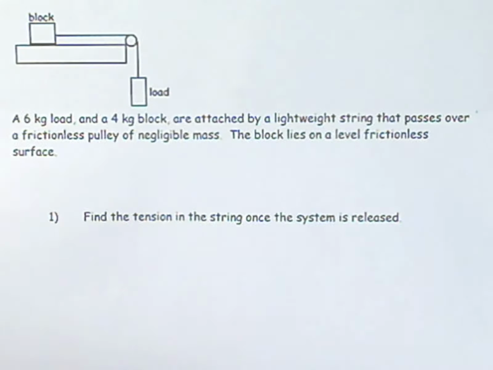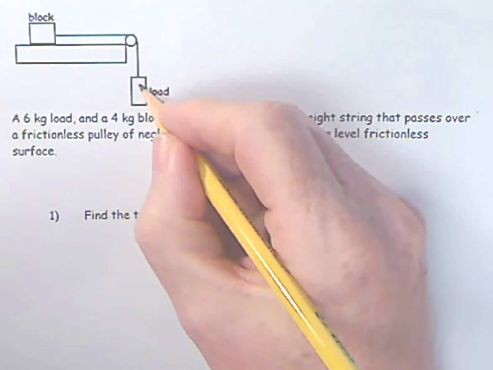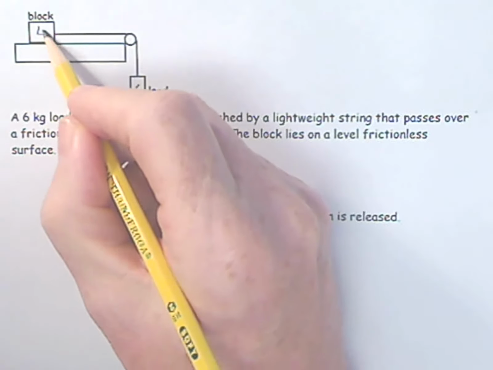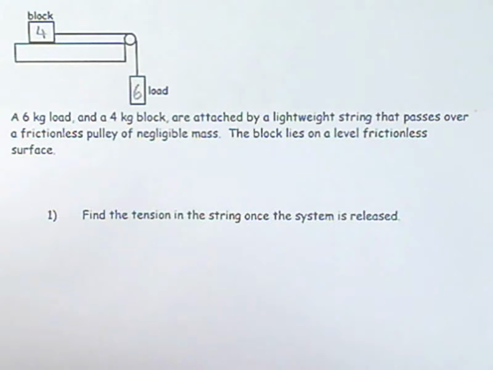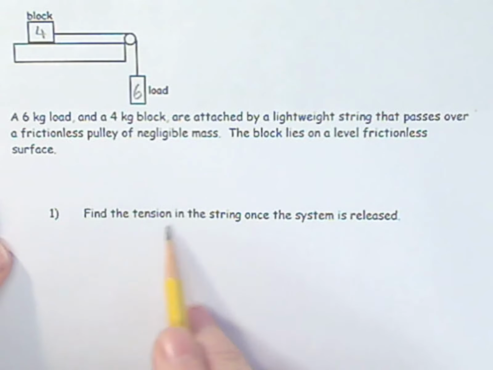So this is a connected mass problem, and it says we have a 6 kilogram load, so this is 6 kilograms, and a 4 kilogram block, so that's 4 kilograms up there, attached by a lightweight string that passes over a frictionless pulley of negligible mass. The block lies on a level frictionless surface, and what it wants you to find is the tension in the string once the system is released.